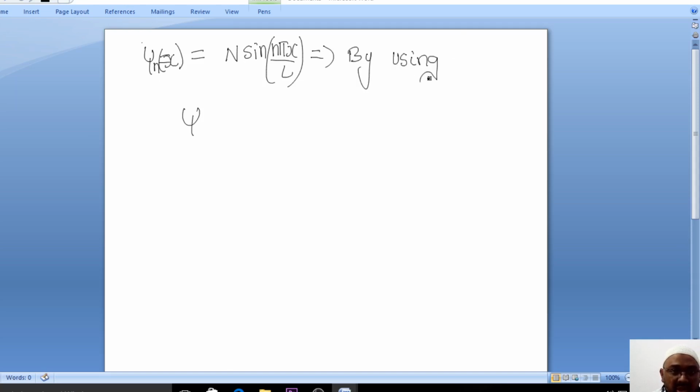we have just come across the normalization condition. By using the normalization condition, what does the normalization condition say? Integration of psi squared, and what is our basic limit? 0 to L.